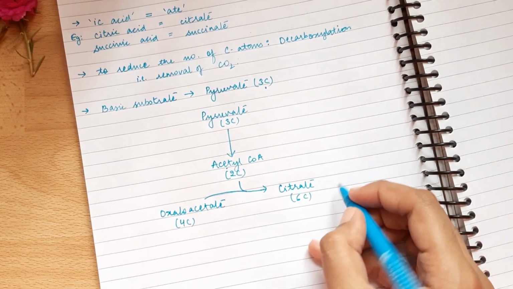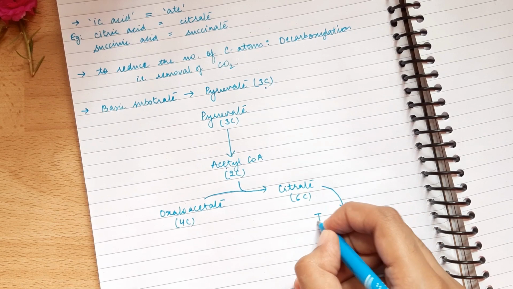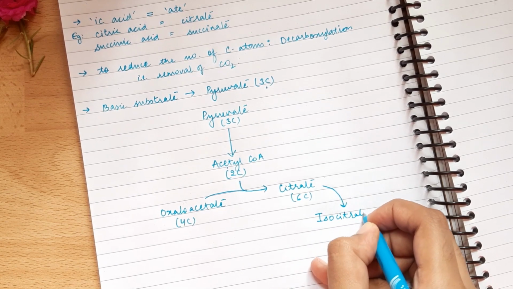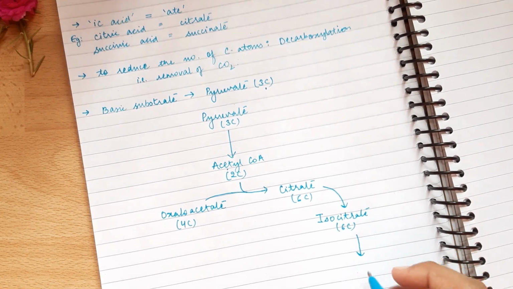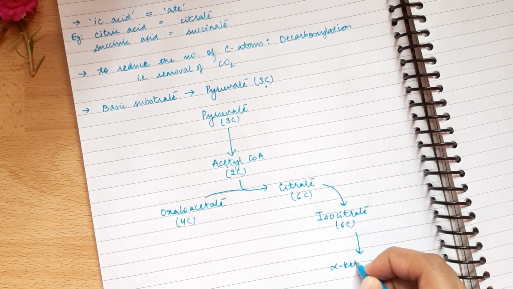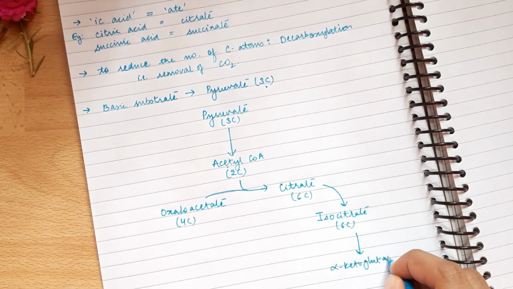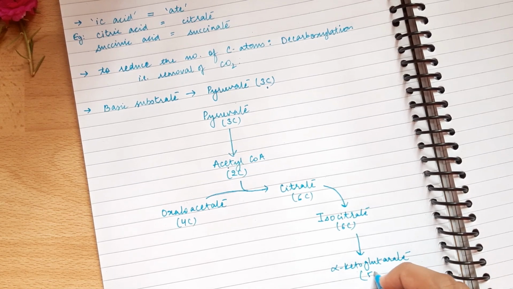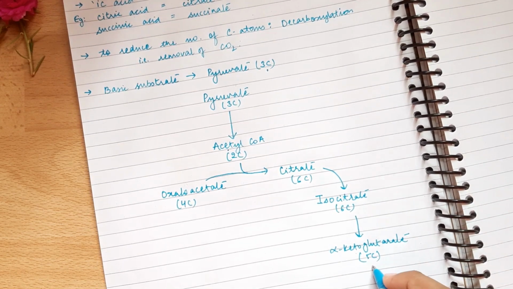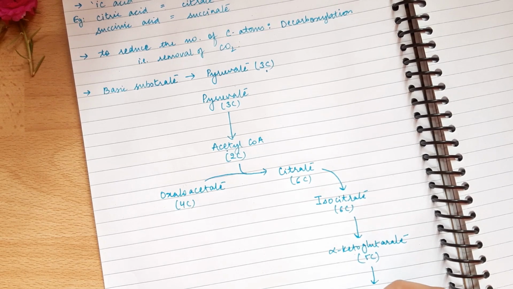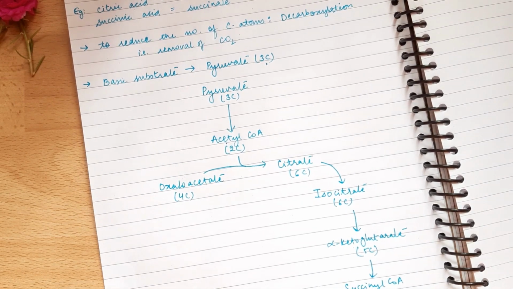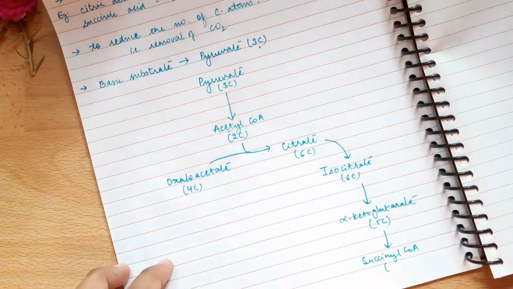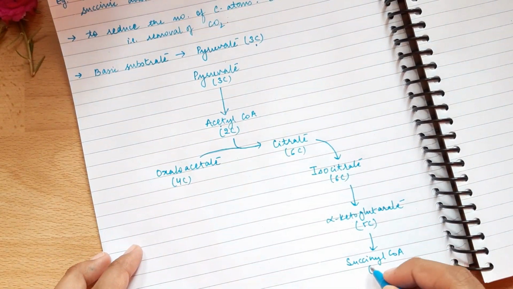Very basic. Now the citrate is isomerized to isocitrate, which is also a 6-carbon molecule. You see both are isomers, so the number of carbon atoms remains the same. Now isocitrate is converted to alpha-ketoglutarate, which is a 5-carbon molecule. Now alpha-ketoglutarate is converted to succinyl-CoA, which is a 4-carbon molecule. So now you see there is a degradation in the number of carbon atoms till succinyl-CoA.